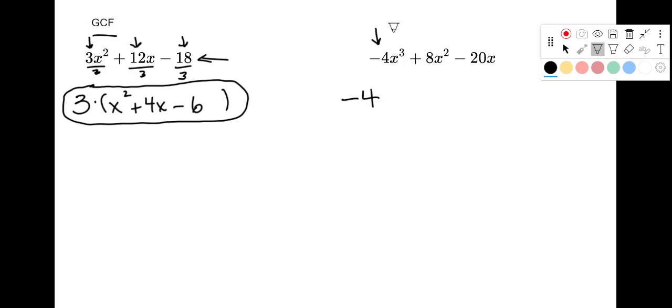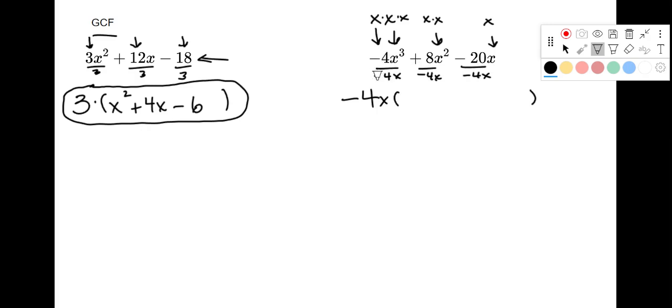And then I have an x cubed in my first term, an x squared in my second, and an x in my third. All three of these contain at least 1 power of x. Some of them have more than 1 power, but they all have at least 1 power of x. So I'm going to take out 1 power of x as part of my GCF. So my GCF here is going to be negative 4x, and then I'm going to divide all three of these terms by negative 4x to decide what belongs in the parentheses.